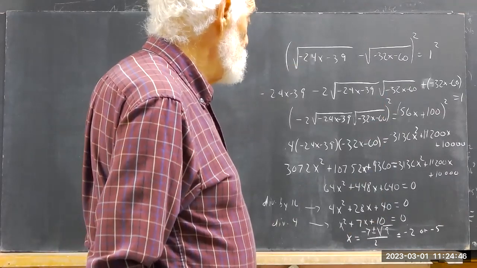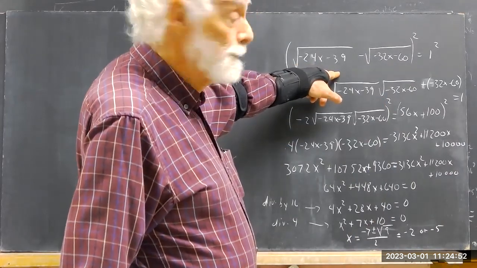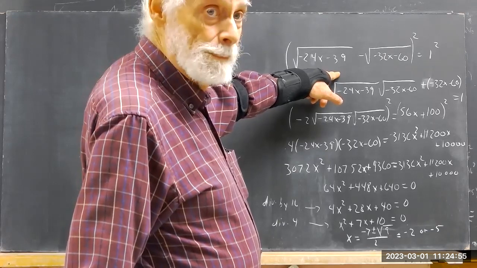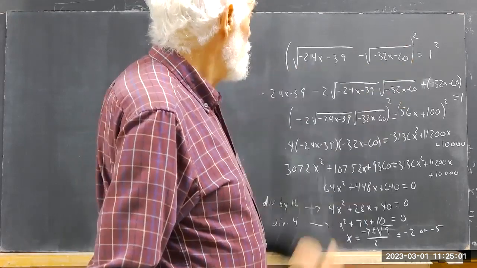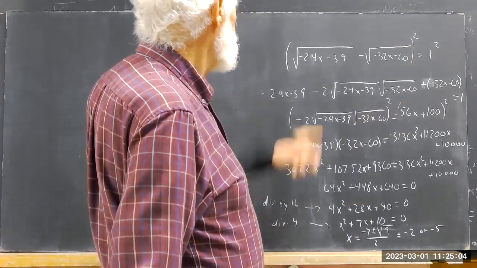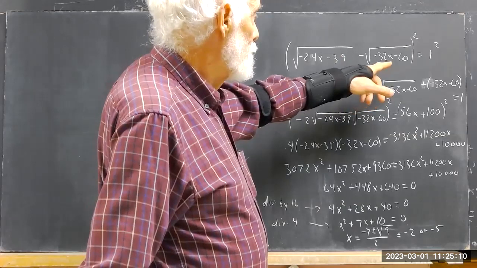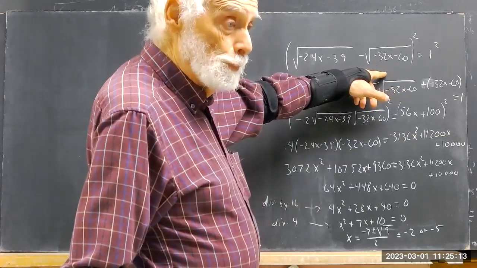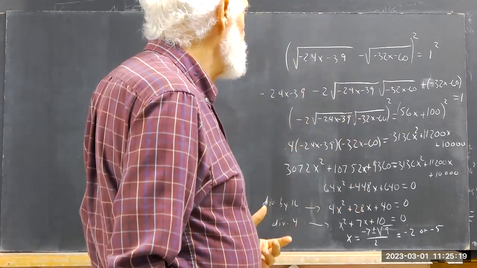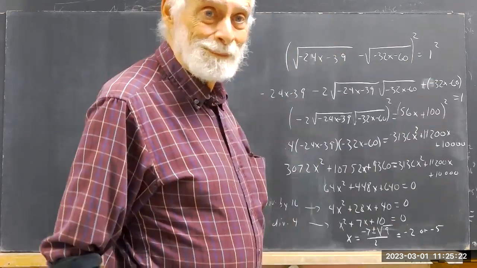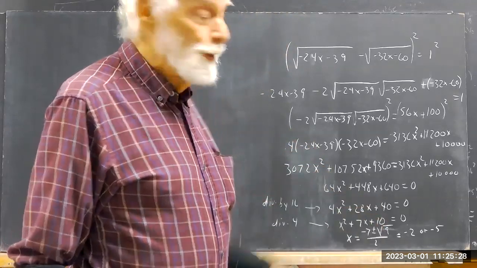If x is -2, then we get 48 here minus 39, and that's fine. And if x is -2 here, we get 64 minus 60, and that's fine. Of course, 48 minus 39 is 9, so we have the square root of 9, which gives us 3. The square root of 9 minus the square root of 4 is 3 minus 2, which is 1. Okay, and it checks. So that makes it even more likely that we actually got the numbers right.